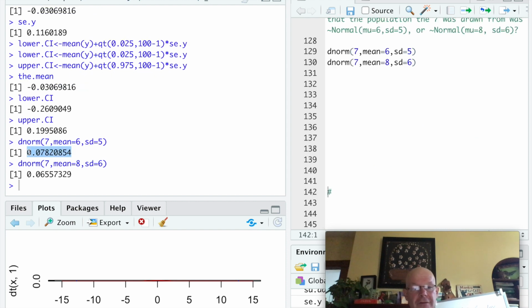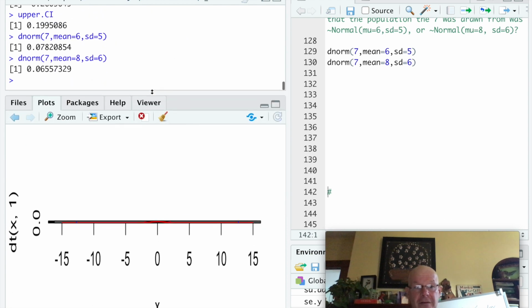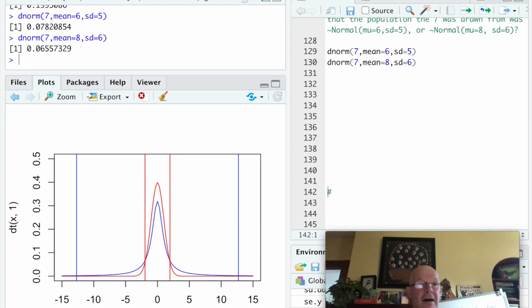And so we get these two different values. Okay. This one certainly appears to be more likely. It's more probable than this one. Again, these are not probabilities. These are probability densities. But what they're showing us is where these fall out on that plot.